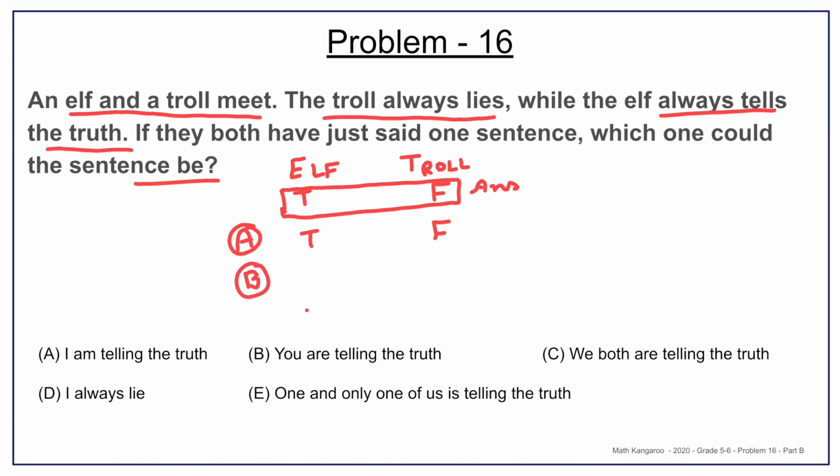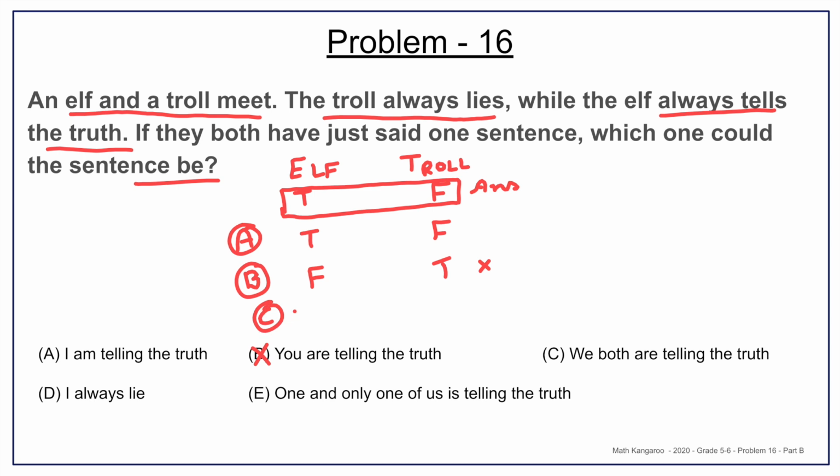If the elf says this to the troll, it's a lie, so that is a false statement. But elves can't lie. If the troll said this to the elf, it is true, but trolls cannot tell the truth. So this is an impossible statement. So option B is not our answer. Let's see option C.